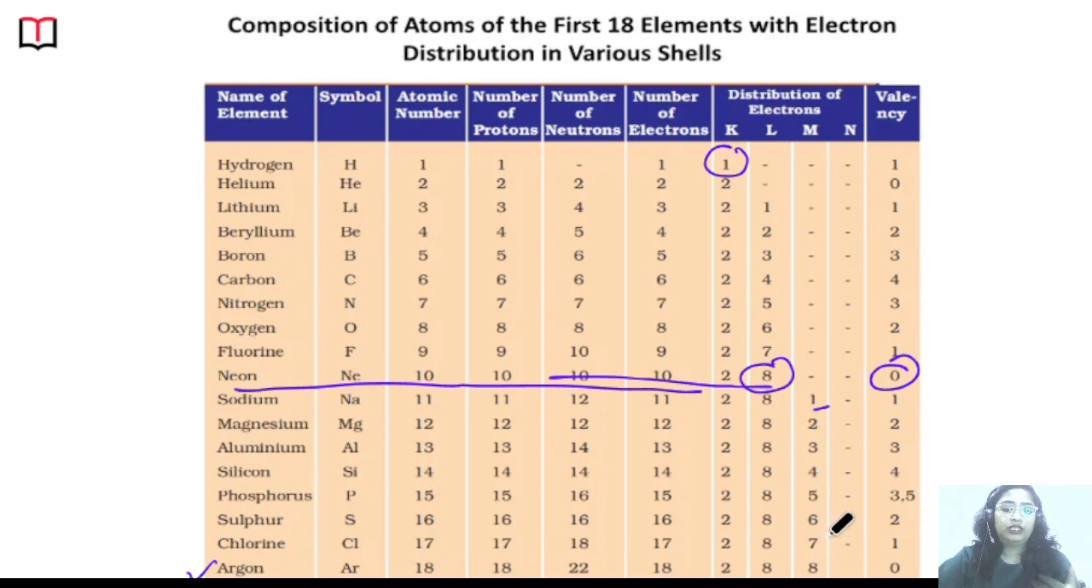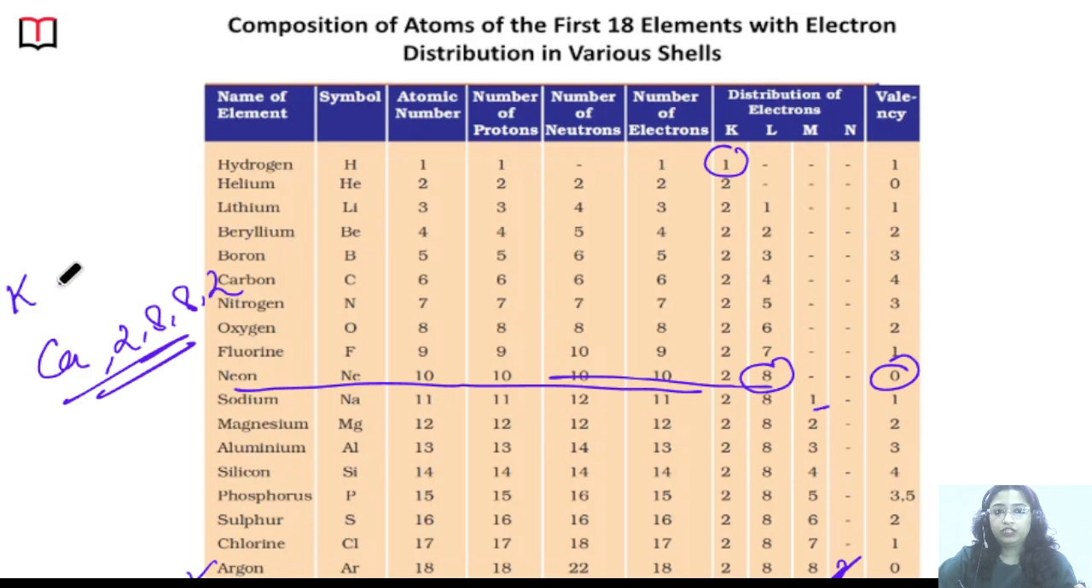If we go above argon, for calcium, not chlorine, as chlorine is 17, it's 2, 8, 8, 2. Okay, atomic number 20. For potassium, atomic number 19, it's going to be 2, 8, 8, 1. All right. So I hope Rutherford's model and Niels Bohr's atomic model are clear to all of you.